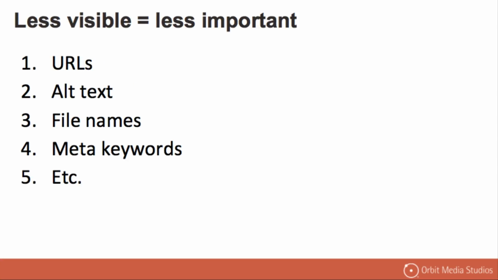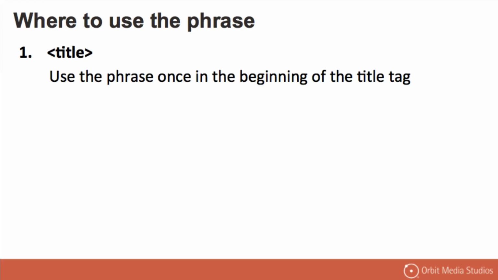The less visible places are far less important and just don't correlate as well with the relevance of the page and aren't nearly as heavily weighted as search ranking factors, such as the URL or alt tags or file names or keywords. There are so many little places you can put a key phrase. If you'd like to put them there, that's fine, but I wouldn't expect that to have a major impact on rankings or search visibility. So let's break it down.